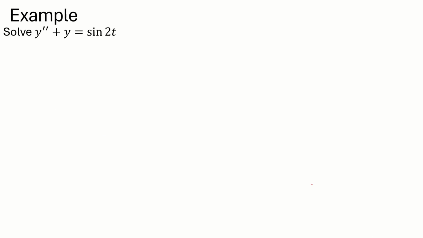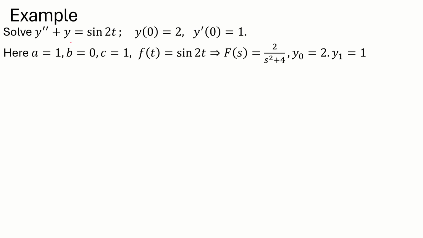Okay, another example, y double dash plus y is equal to sine 2t, which is a non-homogeneous equation, right? With a non-homogeneous initial condition as well. So y of 0 is 2, y dash 0 is equal to 1. अगर हम अगेन कंपैरिजन करेंगे तो यहाँ पर a की जगह 1 होगा, b is 0 because there is no y dash, whereas y has a coefficient 1, so c is equal to 1, whereas f of t is equal to sine 2t, right? This implies f of s is equal to 2 by s square plus 4. We will be using this f of s in the formula. y0 is 2 because of this one, whereas y1 is 1 because of this condition.